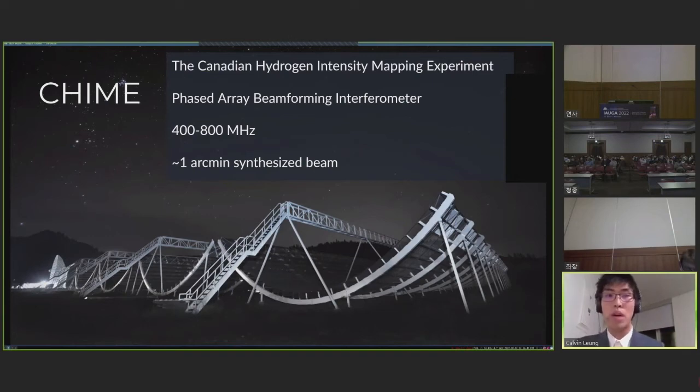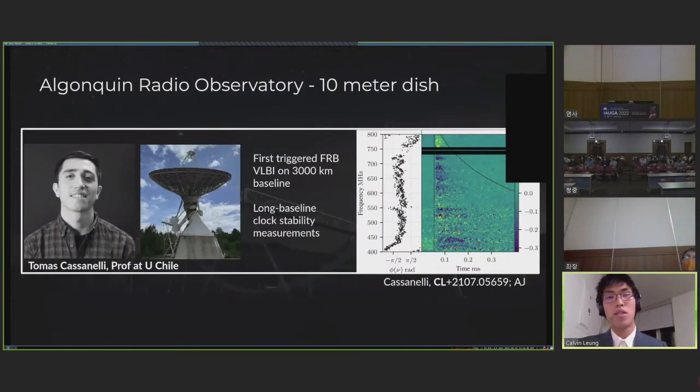But I will tell you about some of our friends. There's a 10-meter dish at Algonquin Radio Observatory. My good friend and colleague Tomas, who's now a prof at University of Chile, refurbished this dish and used it to do the first triggered single pulse VLBI on 3,000-kilometer baselines. And we measured the Crab pulsar a bunch of times and characterized clock drifts, and we got our first VLBI fringes in this paper that Tomas and I put out.